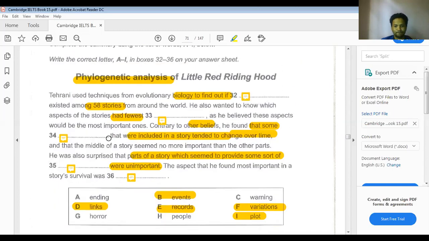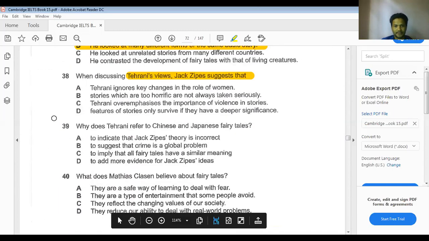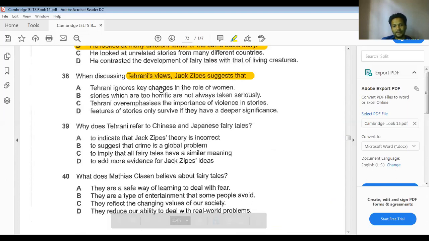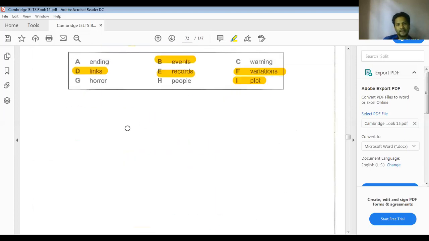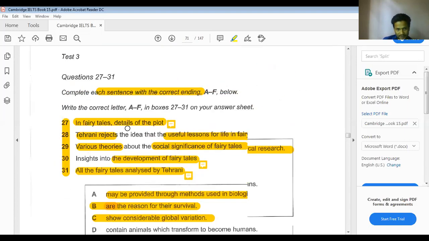Why is Tehrani convinced? Let's see. In Tehrani's book, Jack Zipes suggests that Tehrani ignores the key changes in the story's role of the woman. No, stories which are too horrific are not always taken seriously. Tehrani overemphasizes the importance of violence. Features of a story only survive if they have a deeper significance. Yes, deeper significance, here is the key word.